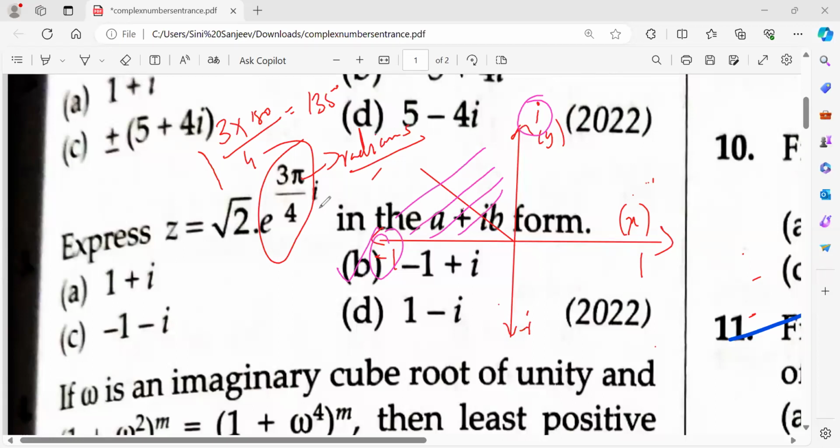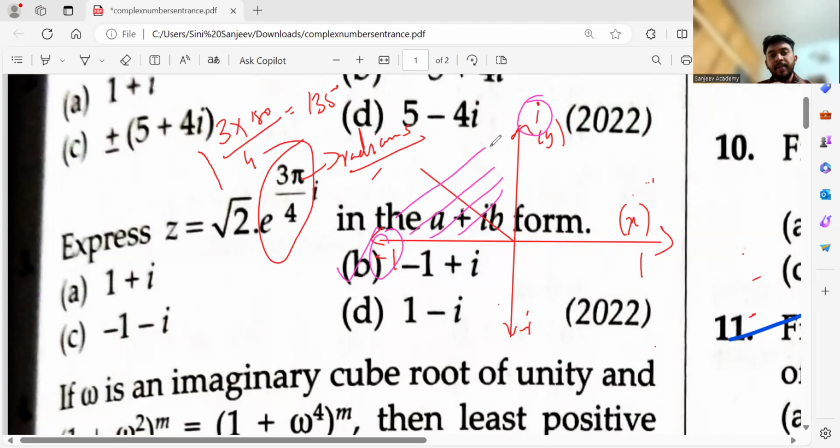3 pi by 4 is 3 into 180 by 4, that is 135 degrees. Is it clear for everyone? Just draw the graph. Suppose I'm getting 270, that is in the third quadrant, right? Yes. So just put it accordingly.